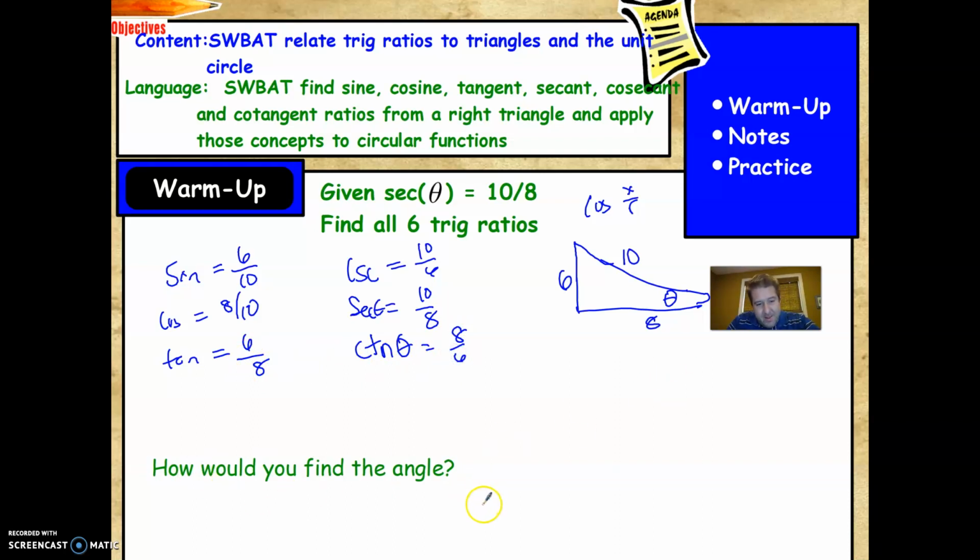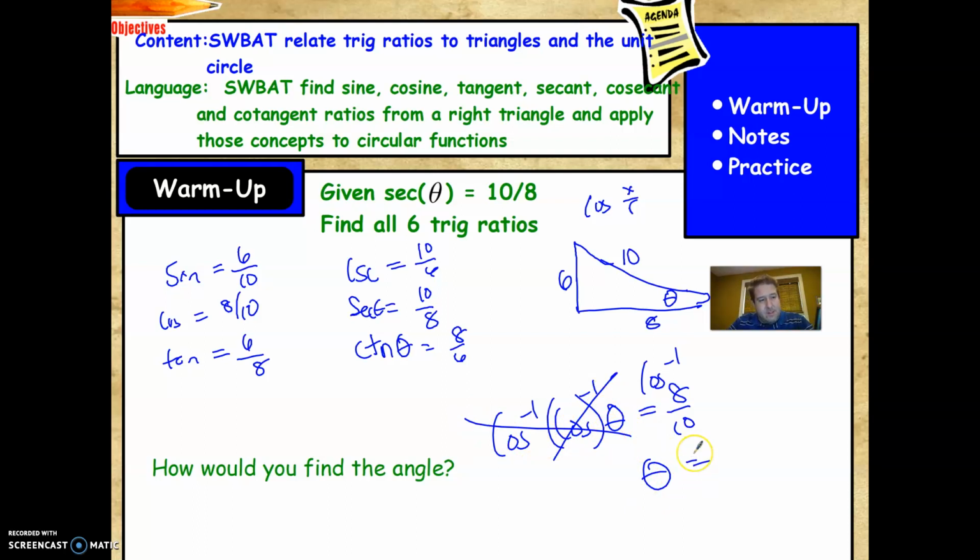So how would you find the measure of the angle? I now know that secant is 10 over 8, so cosine would be 8 over 10. So cosine of theta equals 8 over 10. I want to get rid of the word cosine, so I'm going to do the inverse, inverse cosine. But if I do inverse cosine to the left-hand side, I have to do inverse cosine of the right-hand side. Inverse cosine of cosine basically cancels out.